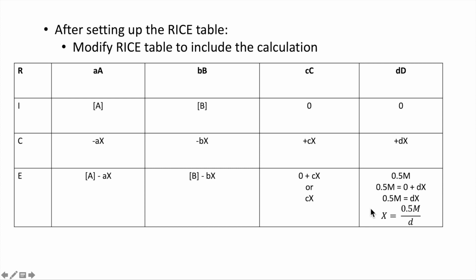Now, once you solve for one of the x's, you use that x to solve for all the other x's. In other words, once you solve for this x value right here, that's what you plug into each one of these throughout here. So x is equal to 0.5 molar divided by whatever value D is. Whatever value you get here, plug it in here, and that gives you the concentration of C. Plug it in here, and that gives you the concentration of B. Plug it in here and get the concentration of A.